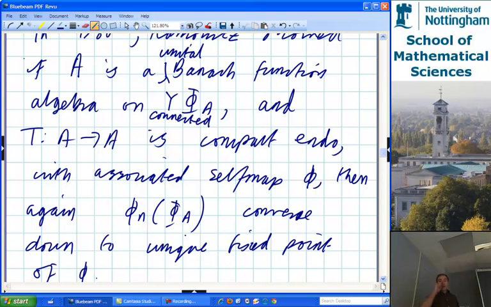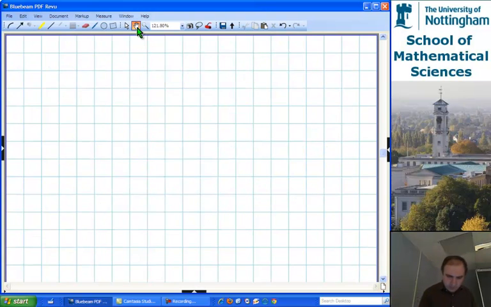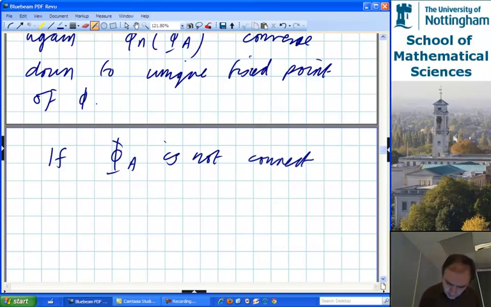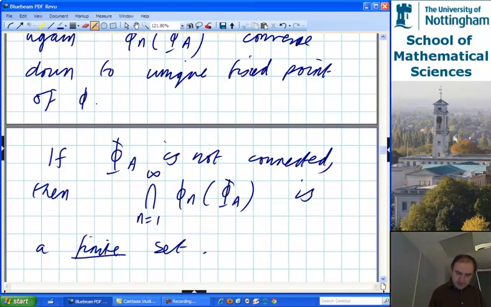So that works for all commutative unital semisimple Banach algebras. All Banach function algebras dealt with there. In the case where you're not connected, then the intersection of the images is a finite set instead. And you get sort of attracting fixed cycles and things like that. Okay.